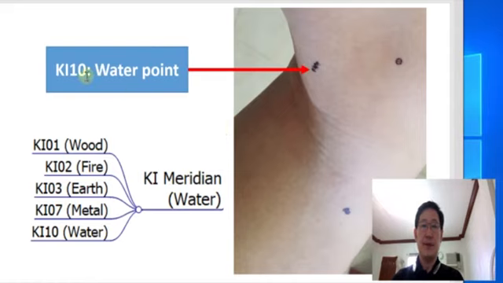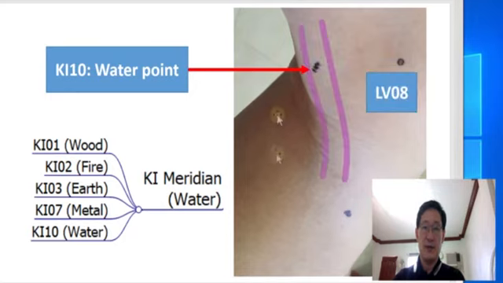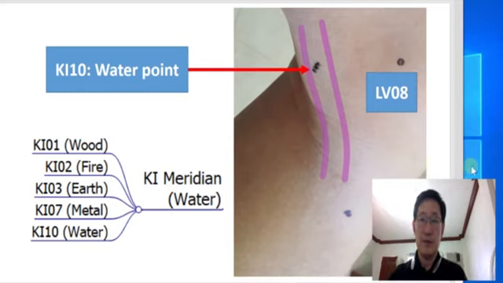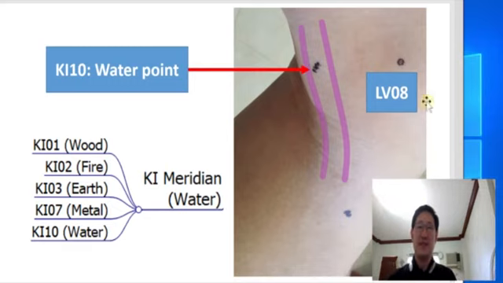Next one, here is KI10, which is the water point of the kidney. Here, there's a tendon like that, like this photo. This tendon is like that from here. It's just beside the knee. Just beside the knee, you can find the tendon, and then the most shallow point here is KI10, the water point.